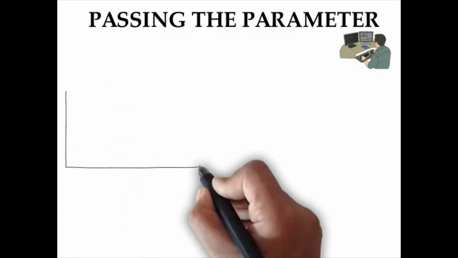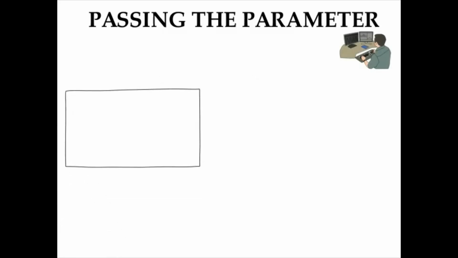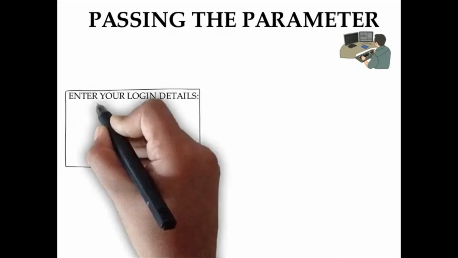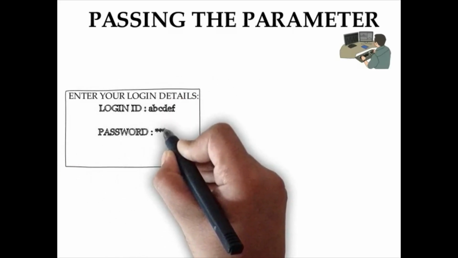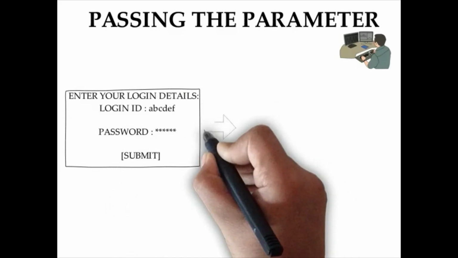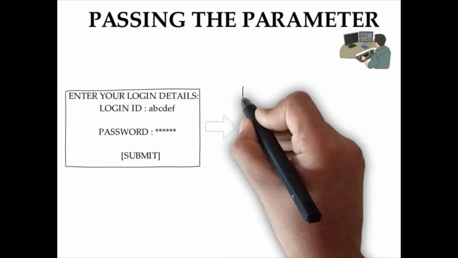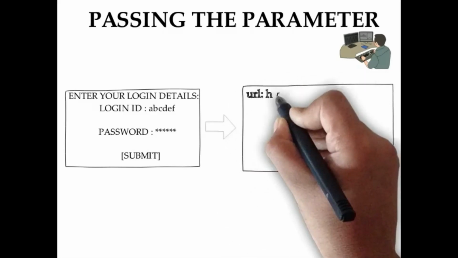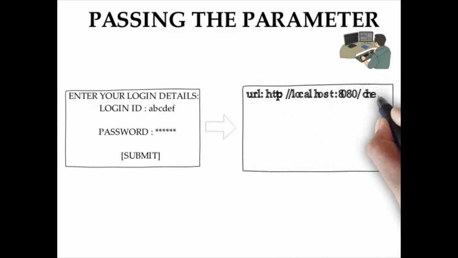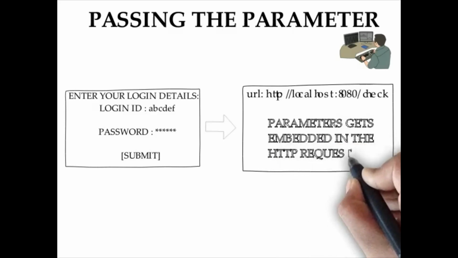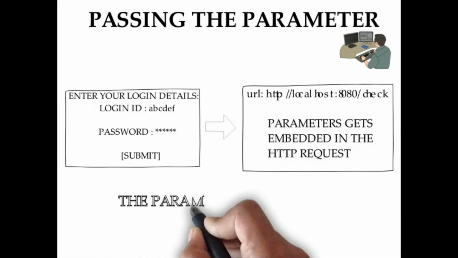So once you have created an HTML form, you will see that the input fields are requiring your credentials. And once you click on submit, these parameters will then be passed to the HTTP request and get embedded in the HTTP request body message. Once these parameters are stored in the HTTP request, they can be retrieved later using a method from the server. Now the parameters are passed.